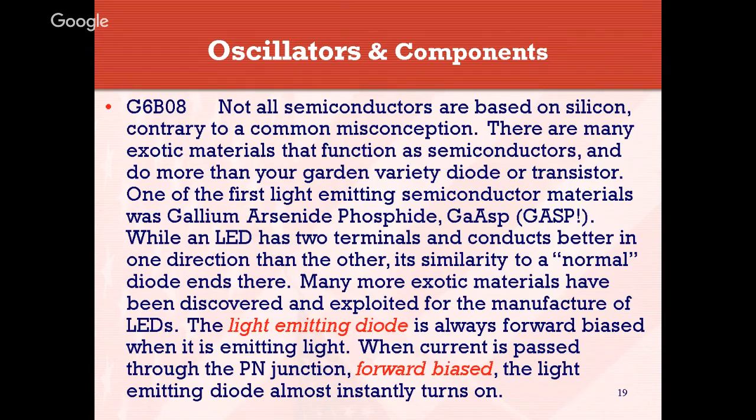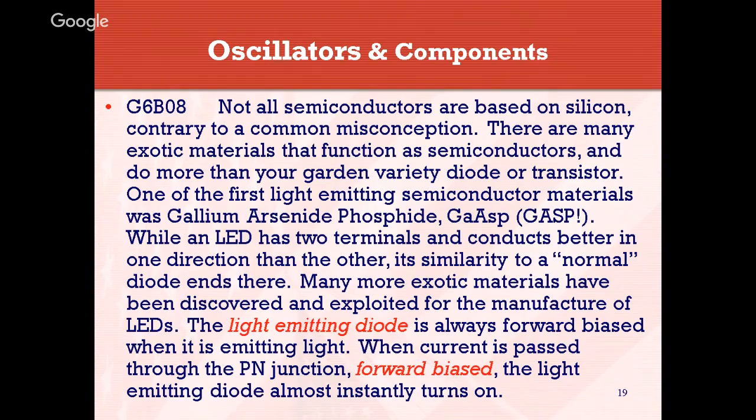Not all your semiconductors are based on silicon. There are many exotic materials that function as semiconductors and do more than your garden variety diode or transistor. One of the first light emitting semiconductor materials was gallium arsenide phosphide, or GaAsP. GASP is what they really called it. So while an LED has two terminals and conducts better in one direction than the other, its similarity to a normal diode really ends there. Many exotic materials have been discovered and exploited for the manufacture of LEDs, particularly when it comes to the bright LEDs these days.